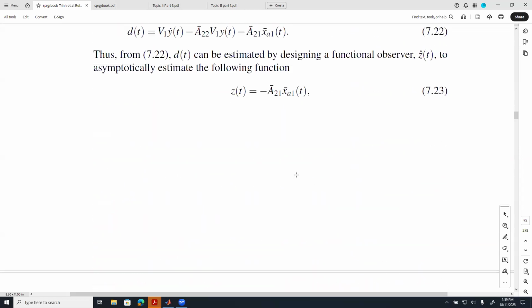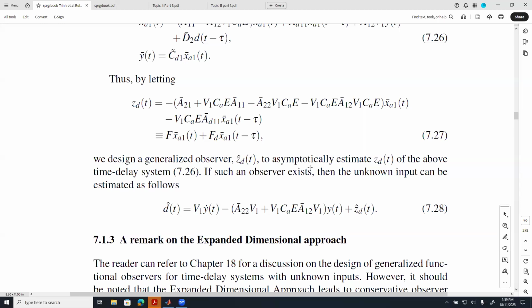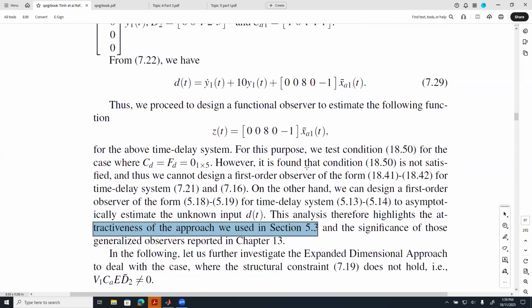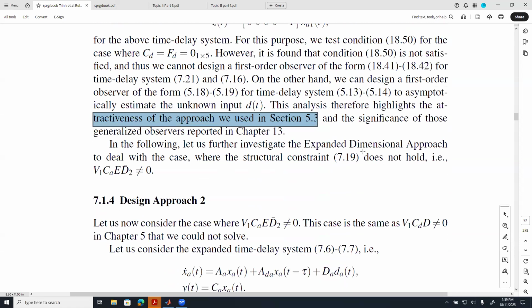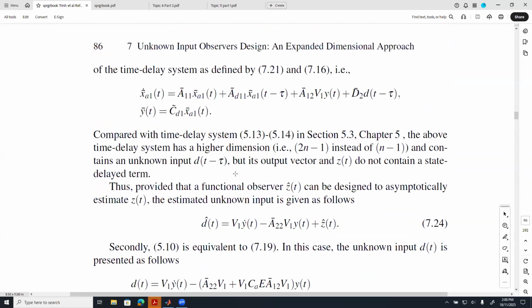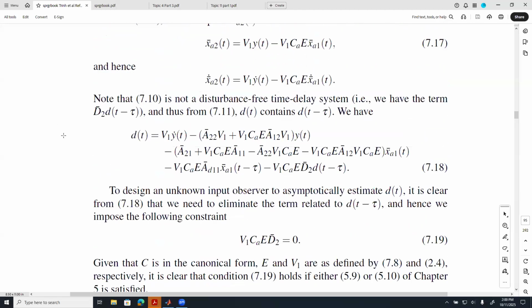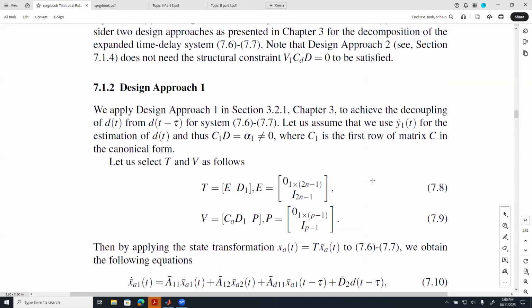Of course, the first purpose is to highlight the approach that we undertook in chapter 5. And then we're going to see that there's still something useful about this expanded dimensional approach, and that's where we can overcome the structural constraint. When we did it in chapter 5, or when we use this design approach 1 in here, when we express the unknown input in its entirety, we find this issue in here. So we have to impose this constraint. And this is based on the requirement that we only use the first derivative of only one output measurement.